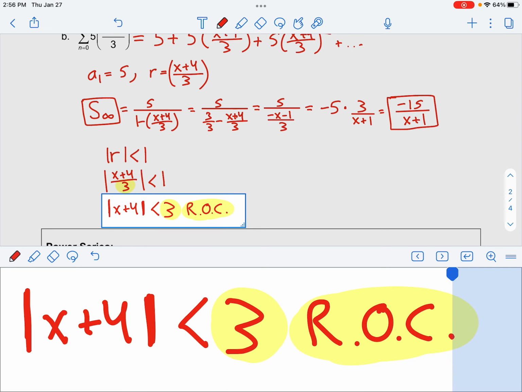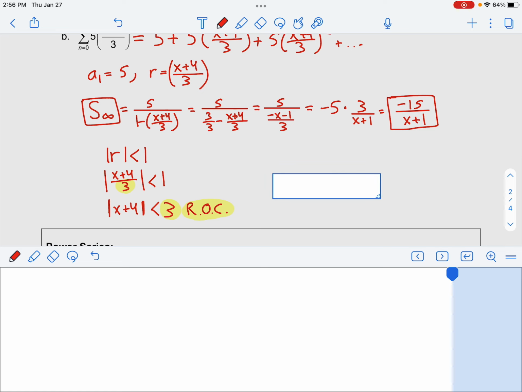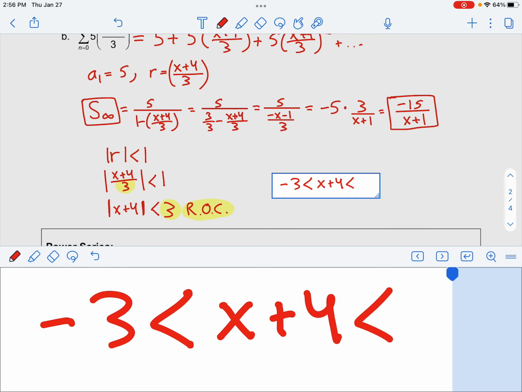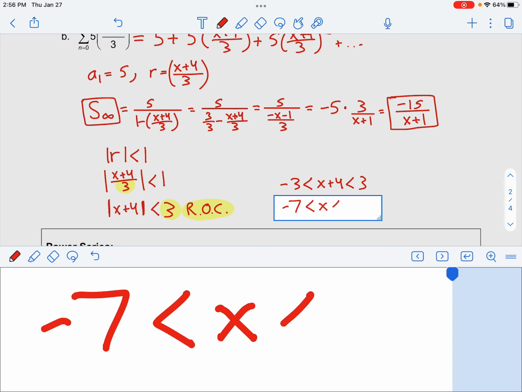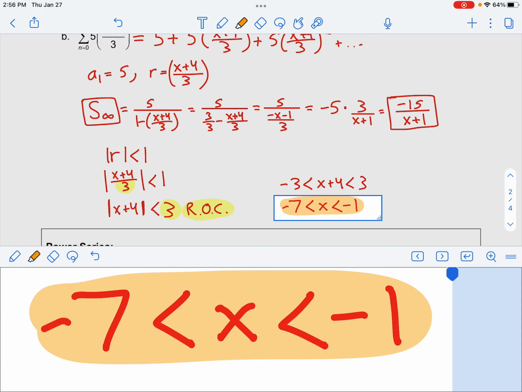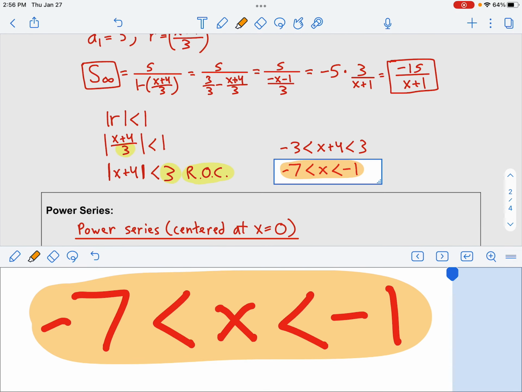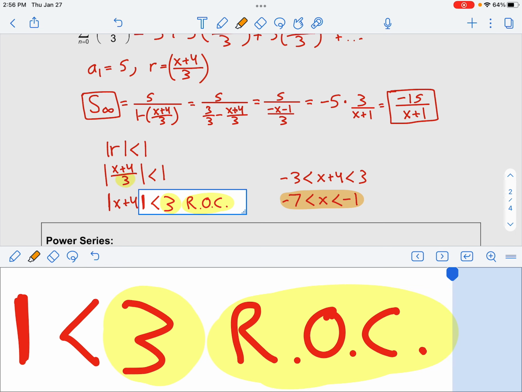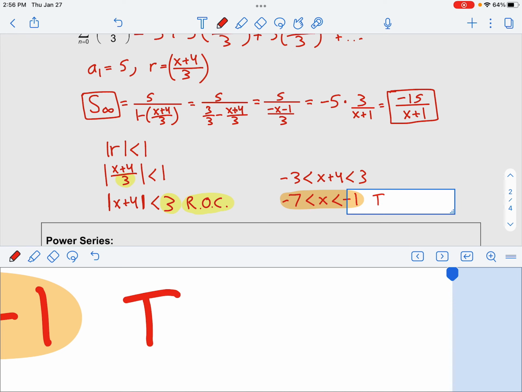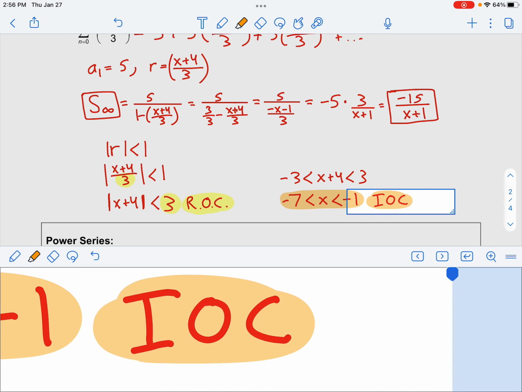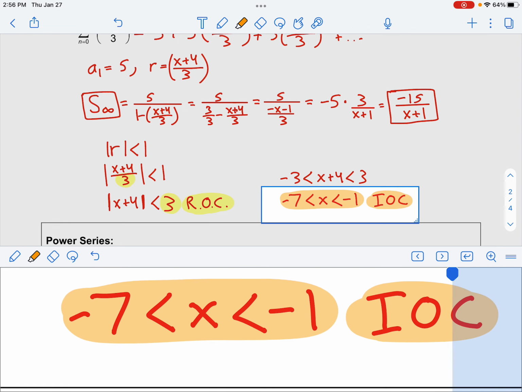Now, I can also find the interval of convergence. So let me set this up as a compound inequality. Negative 3 is less than x plus 4 is less than 3. Subtract 4 on both sides, and so I get negative 7 is less than x is less than, oh god, this is embarrassing, negative 1. And did the question ask for this? It asked for the interval of convergence. So the radius of convergence, that was bonus. Interval of convergence, this is what we wanted, the IOC. Negative 7 to negative 1.